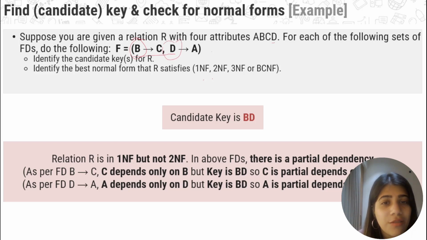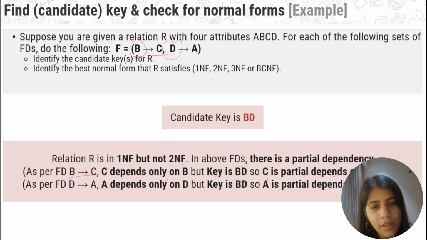So relation R is in 1NF but not in 2NF. Why? In the above functional dependencies there is a partial dependency. How can we understand that? Because B can determine C and C depends only on B, but the key is BD. So C is partially dependent on key BD.